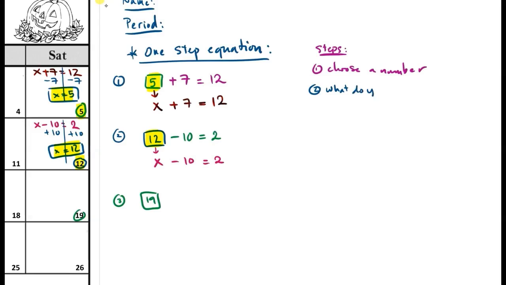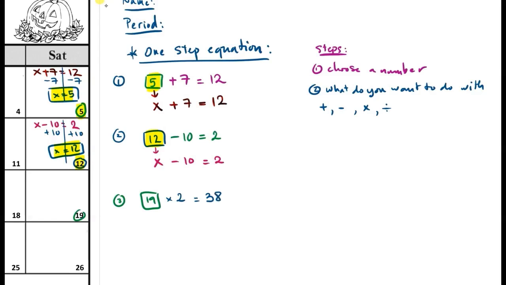What do you want to do with it? You can add, you can subtract, you can multiply, you can divide. So it's up to you. So then let's say I can multiply. Let's say multiply this one by 2. Okay, so 19 times 2, that will give me... sorry, my bad, 38. 38.